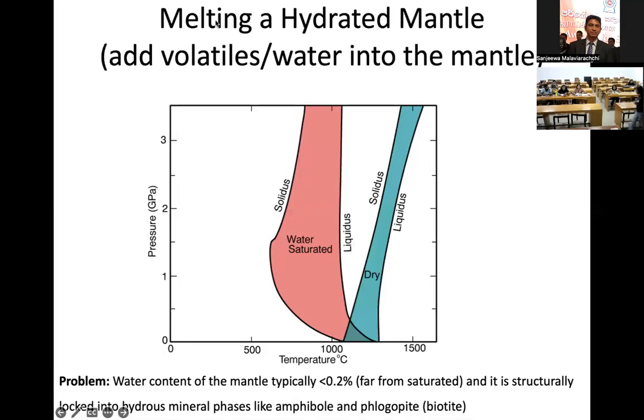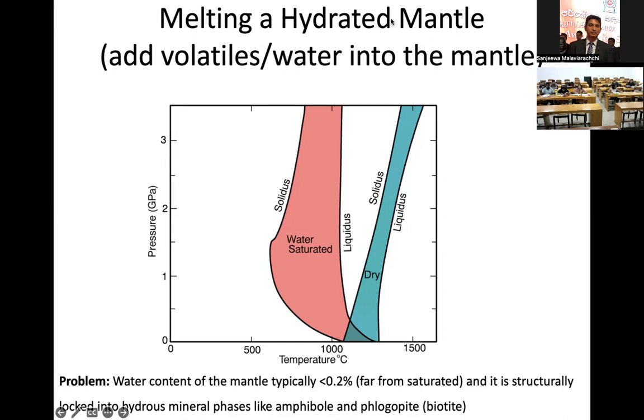Okay, we'll start from the last point. I think you can remember we have started the topic about melting in the mantle. So we were discussing how the mantle can be melted, right? One way is to increase the temperature, and another way is to decrease the pressure. That is what we call adiabatic upwelling, right?